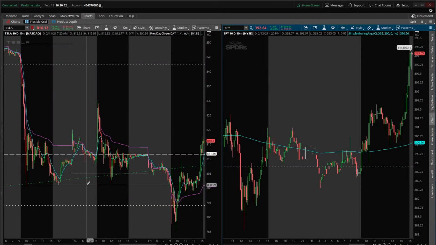Now let's get into the chart. All right, here are the charts. We're doing something a little bit different today. I wanted you guys to just look at the Tesla chart and the SPY chart side by side. These are both 10-day, 10-minute charts. And what I want you to see here is just the weakness that we have. So they're moving in sympathy.